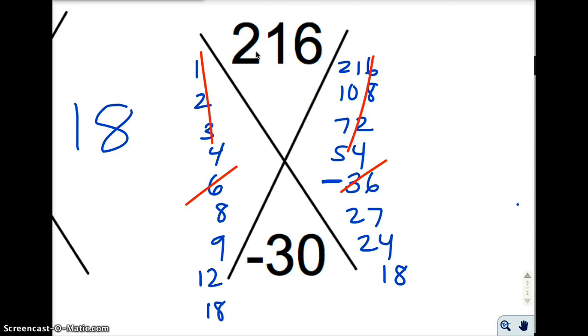And this is why I know I can stop, because I already have 12 times 18, 18 times 12, the same thing. So I'm going to go ahead and erase that one, and I can stop.